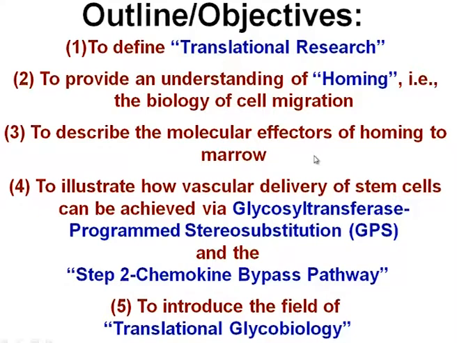We'll then illustrate how vascular delivery of stem cells can be programmed via glycosyl transferase programmed stereosubstitution, otherwise known as GPS. And also describe the step 2 chemokine bypass pathway. And finally, we'll be introducing the field of translational glycobiology. So let us begin.